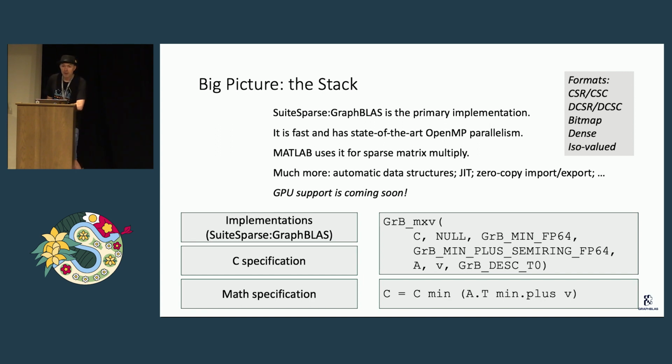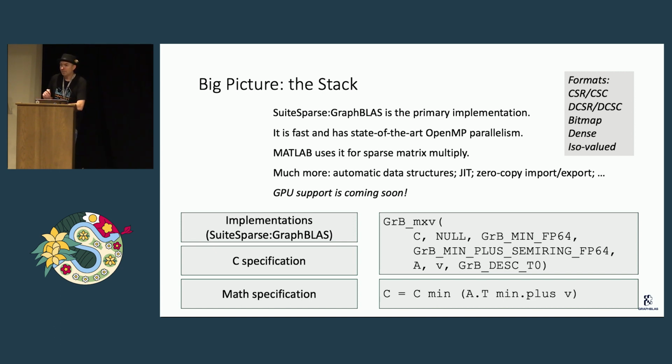MATLAB uses this library under the hood, so it's used widely and reliable. And there's a lot to say about SuiteSparse GraphBLAS because it really makes things nice to use. It automatically chooses what data structures to use, and if you're mixing and matching, it'll actually make them pretty fast. It has all those mixed kernels.